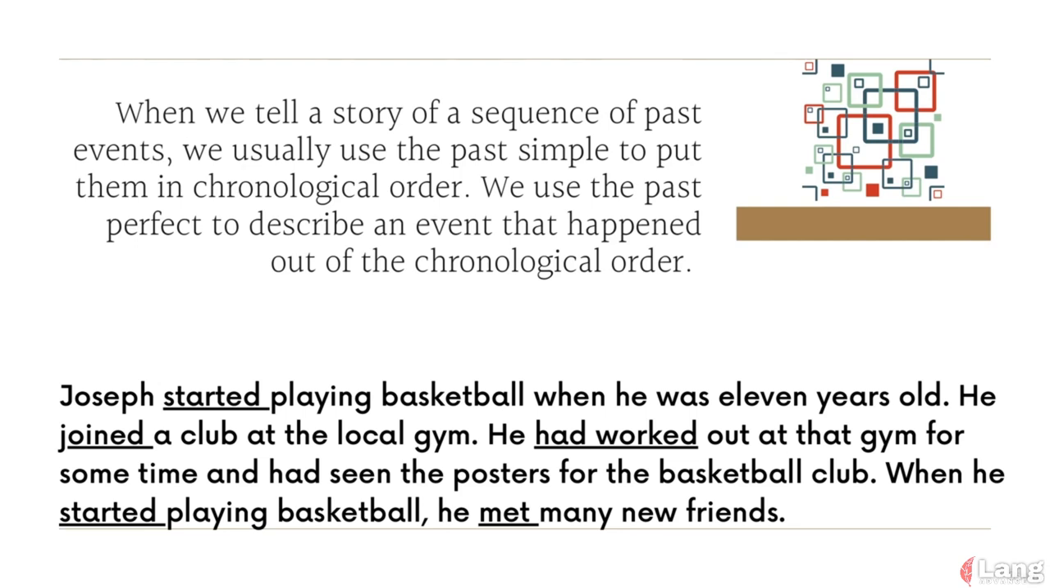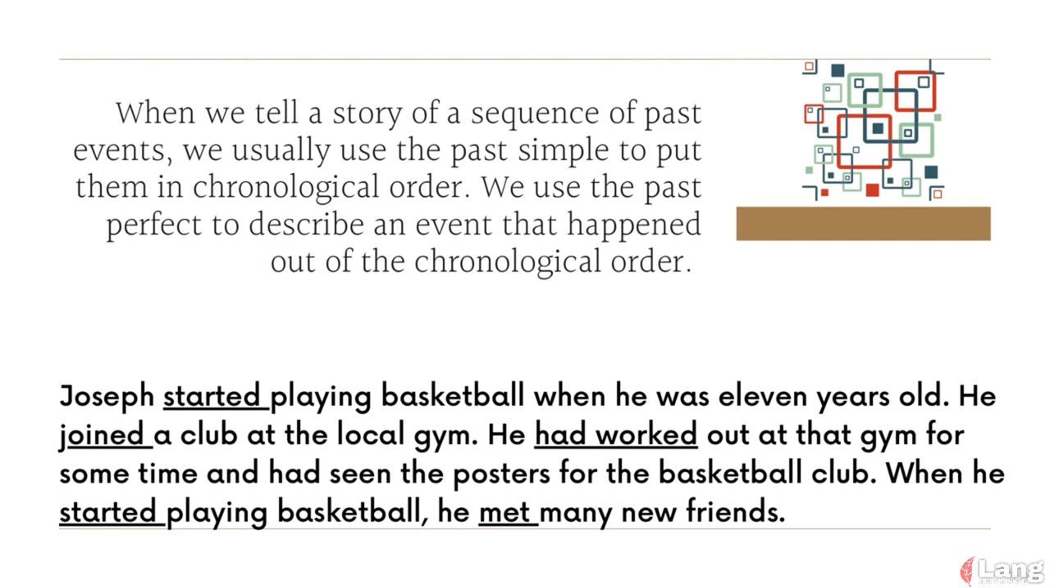Joseph started playing basketball when he was 11 years old. He joined a club at the local gym. He had worked out at that gym for some time and had seen the posters for the basketball club. When he started playing basketball, he met many new friends. This is a story of something that happened in the past, so most of the verbs are past simple. The past simple verbs are describing events in chronological order. There is one event that's outside of the chronological order, and that's working out at the gym.